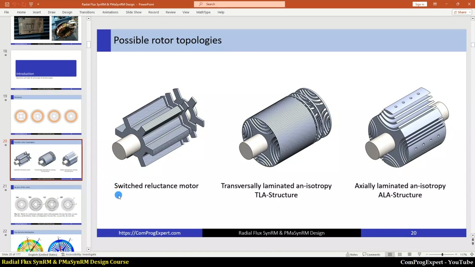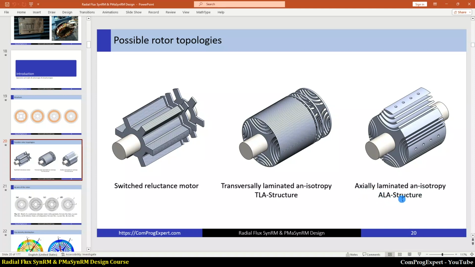This is the switched reluctance motor, the rotor core of the SRM, and here we have two synchronous reluctance motors. The direction of the stacking here is similar to this one, and this is the transversally laminated anisotropy, or TLA structure, and this is axially laminated anisotropy. So this is the ALA structure.